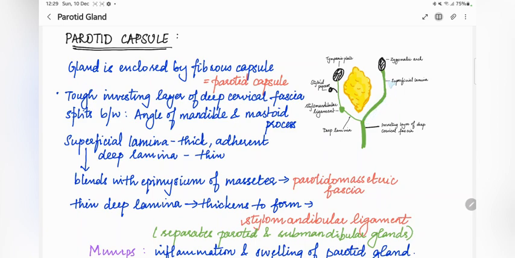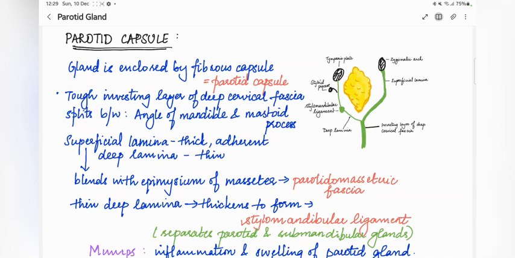The superficial lamina, as we can see here, is very thick and it is unyielding, strong and adherent to the gland, while the deep lamina is thin. The superficial lamina blends with the epimysium of the masseter muscle to form the thick parotidomasseteric fascia, which is attached above to the zygomatic arch. The thin deep lamina is attached to the tympanic plate and the styloid process of the temporal bone. It thickens to form the stylomandibular ligament, which separates the parotid and the submandibular glands.